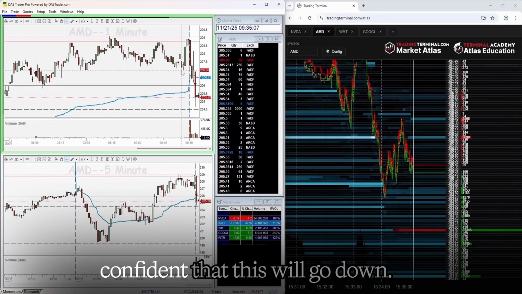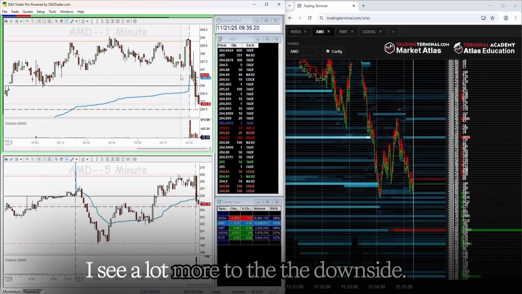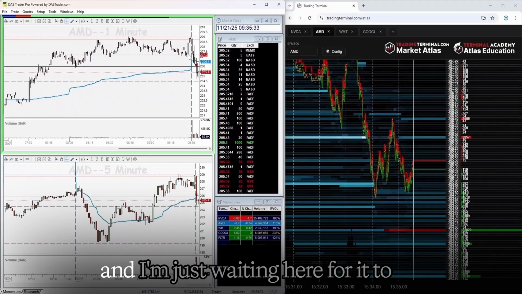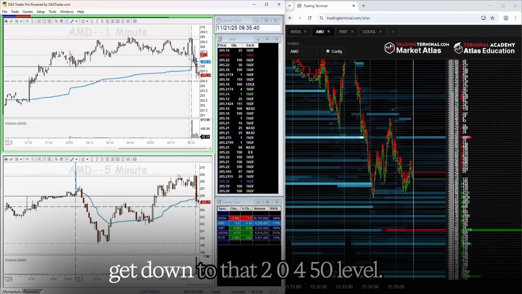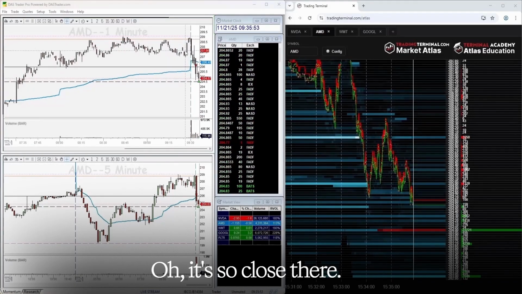And I am actually pretty confident that this will go down. I don't see a lot of orders to the top side. I see a lot more to the downside. So it is looking pretty bearish. And I'm just waiting here for it to get down to that 204.50 level. So close. There, it hits it.